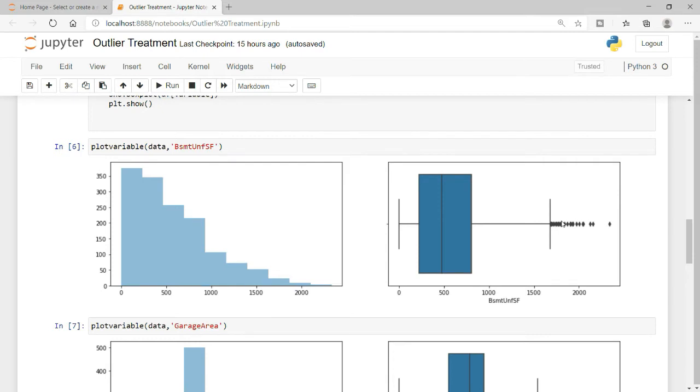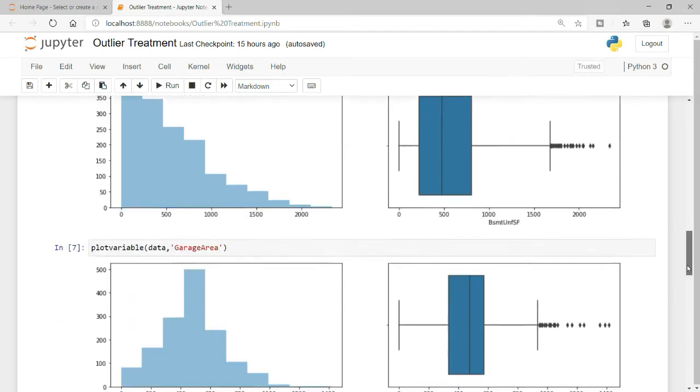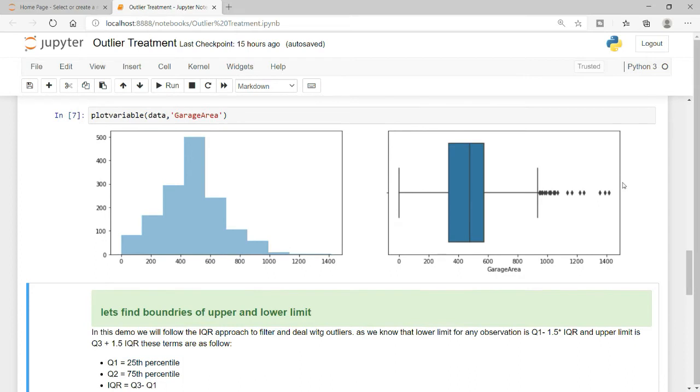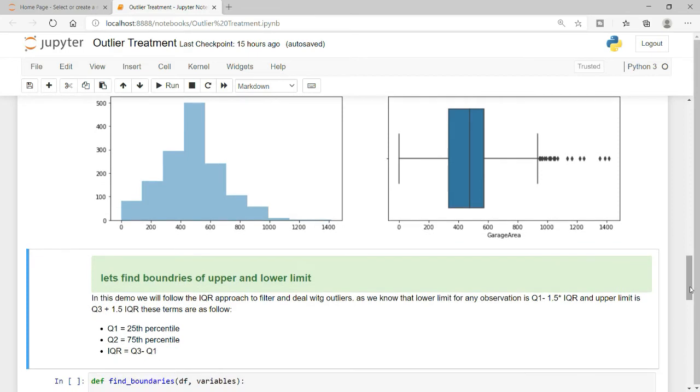Similarly, in this variable also, you see that most of the data is at this place, which is 400 or 500, but some of the data goes up to 1200, 1400. So these are some unusual observations, and you can verify the same thing from the box plot also. So now we have seen that we have outliers in our data.